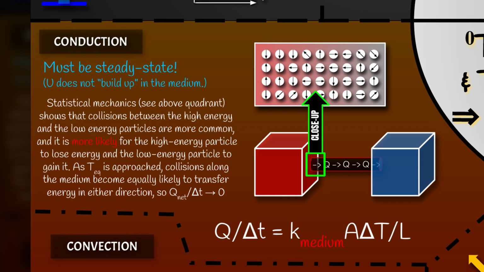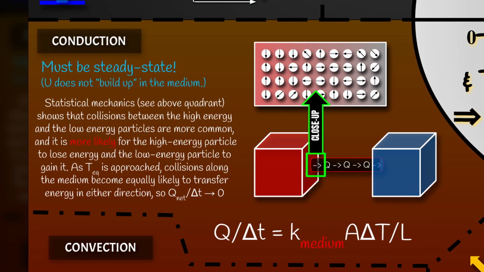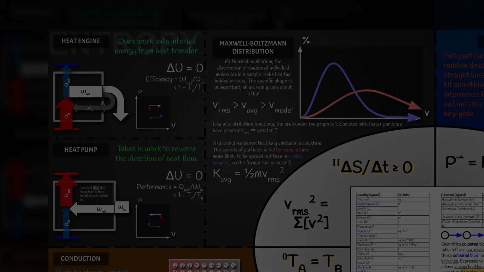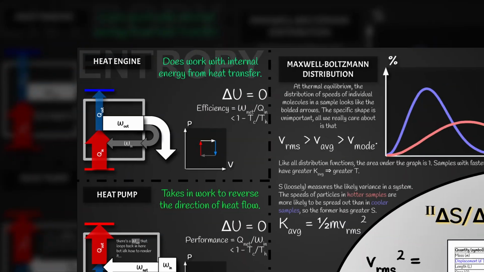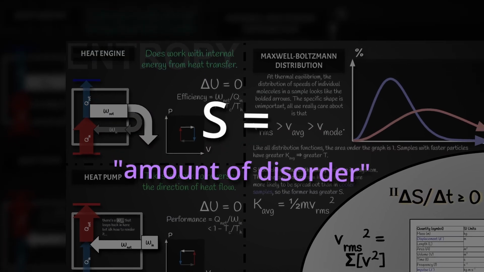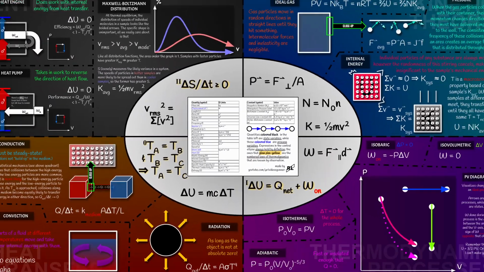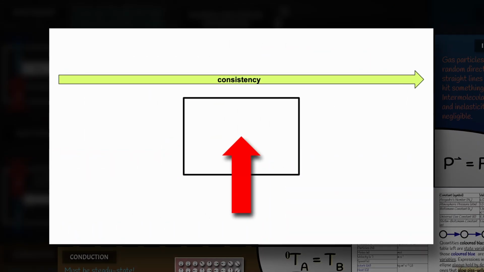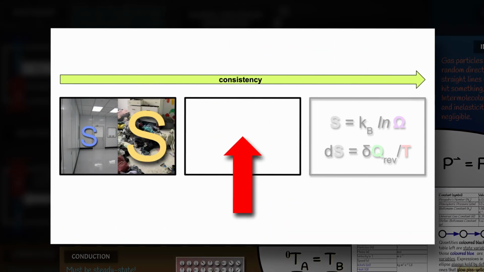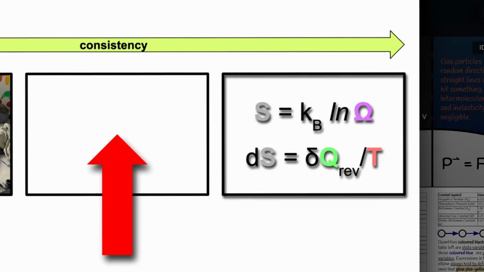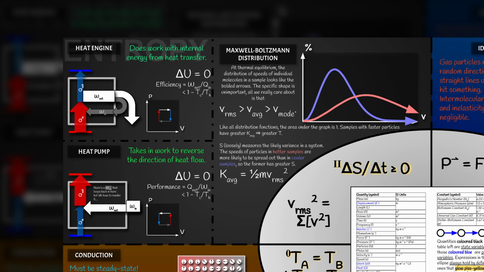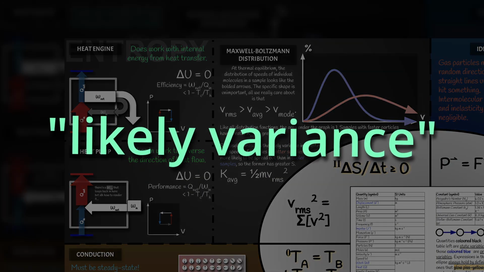Anyway, let's talk about something scarier than burning your fingers like an idiot: the demise of the universe itself. You've probably heard entropy described as the amount of disorder. This is okay, but it doesn't connect easily to other concepts in thermodynamics, so I'd like to propose a new definition in between it and the actual definition, which neither of us really need to worry about, I hope. Entropy is a measure of the likely variance in a system.